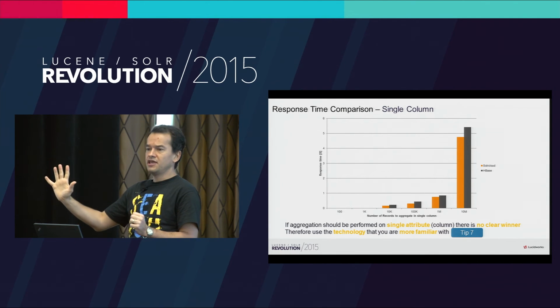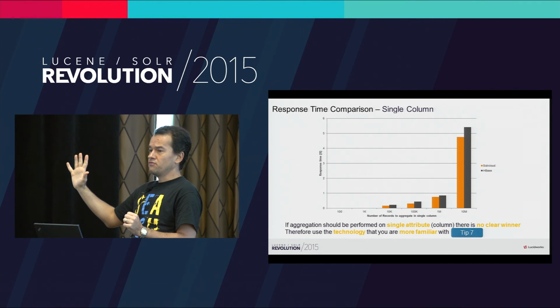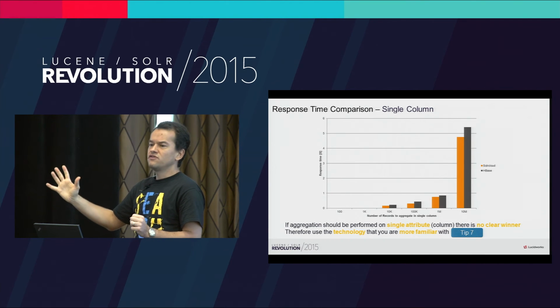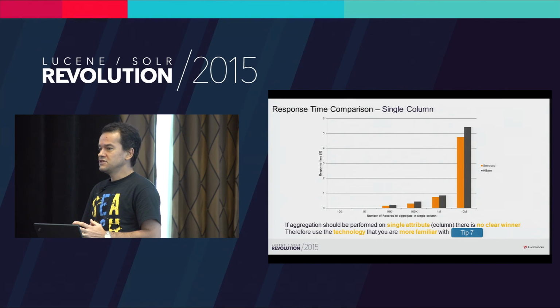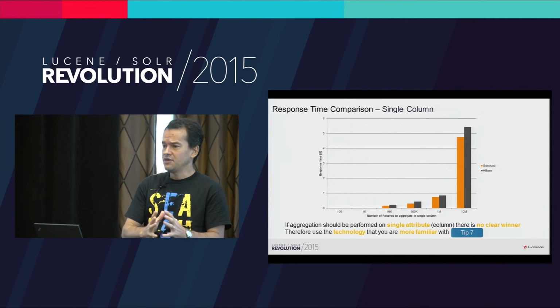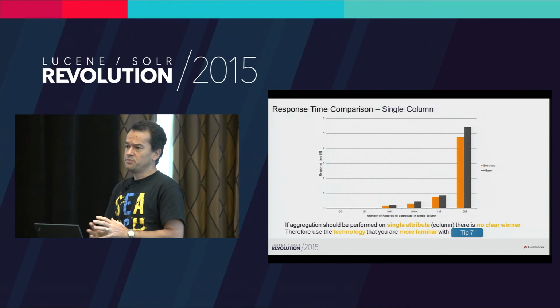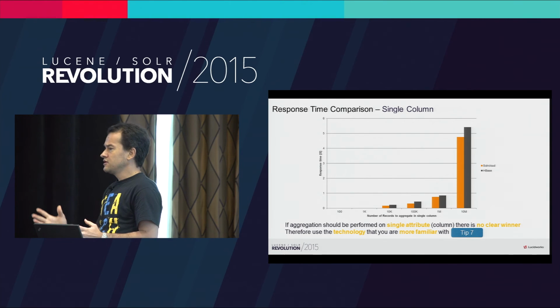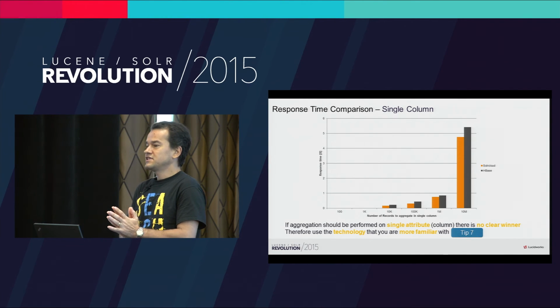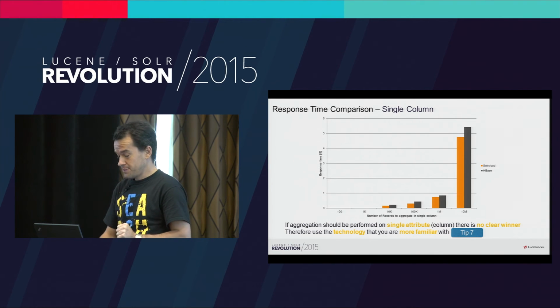If you don't aggregate over too many column attributes, or if your attributes are not huge, pick the technology that you want. I cannot say pick SolrCloud or HBase, pick the one that you already have in-house, the one that you are comfortable with. You don't need to invest time in learning HBase.